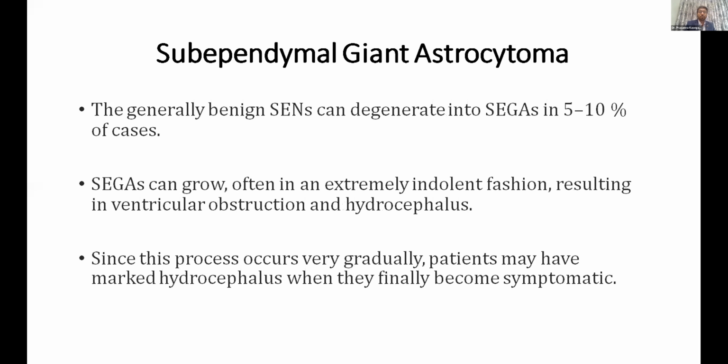Around 5 to 10% of subependymal nodules will degenerate into a larger structure called SEGAs, that is subependymal giant astrocytomas. Mind you, all SEGAs grow very slowly, so they remain compensated for very long. Since they are in the ependymal region, if they are around the foramen of Monro, they are going to compress it, and the patient develops slow hydrocephalus. As I told you, they will remain compensated for very long, and the patient will suddenly have a very huge hydrocephalus, sometimes even hydrocephaly.